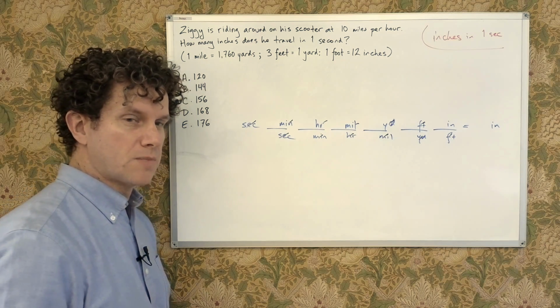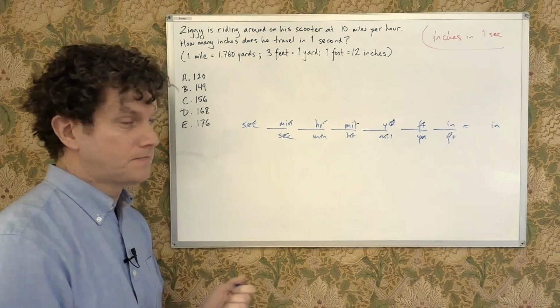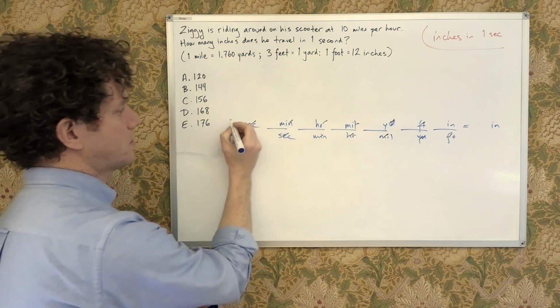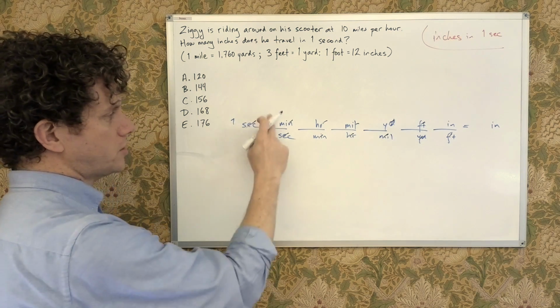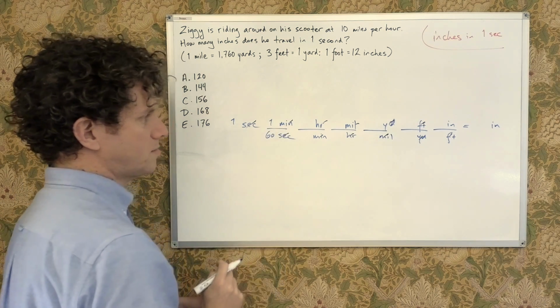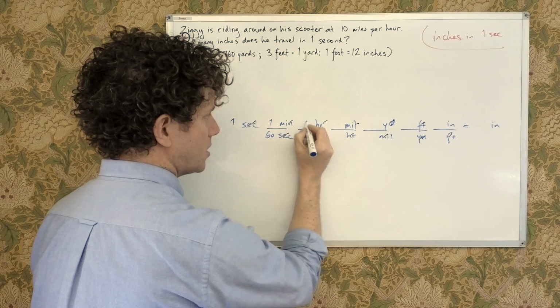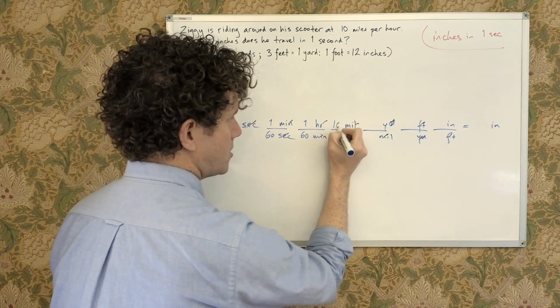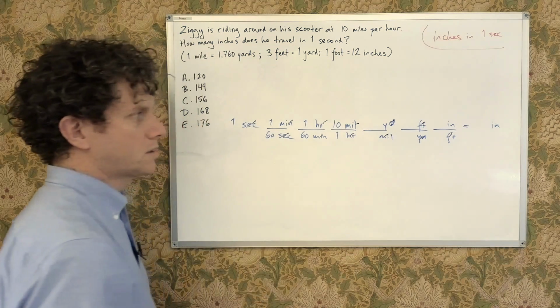Now it's time to put the numbers in. And this is the part where we've got to pay some attention. We've got to make sure to put numbers in the right place. How many seconds are we starting with? Just one. Relationship of minutes to seconds, it's 60 seconds in every 1 minute, 60 minutes in every 1 hour, and 10 miles every 1 hour.